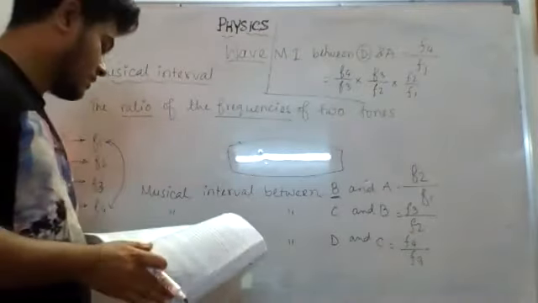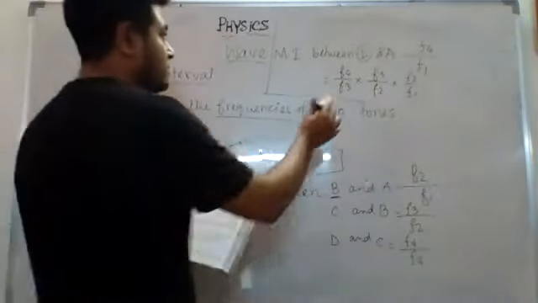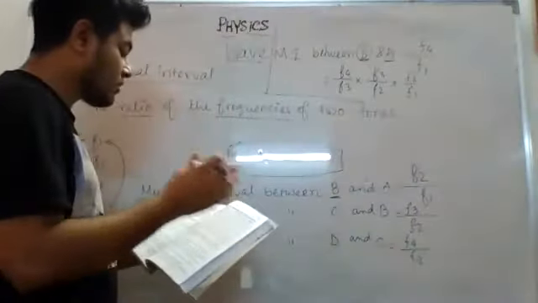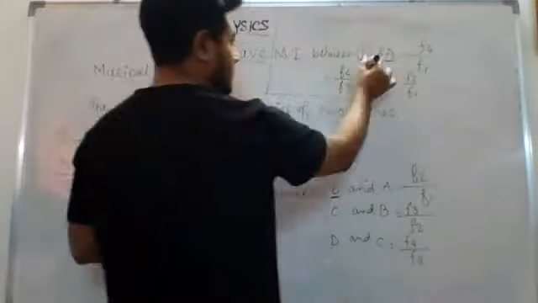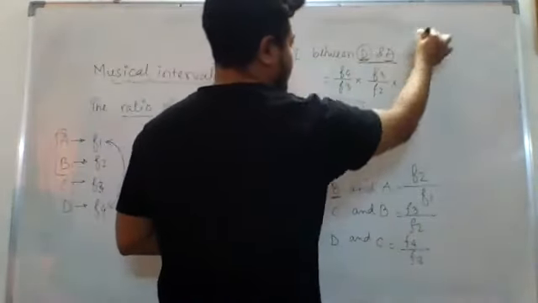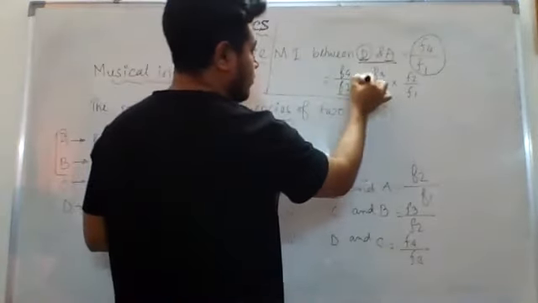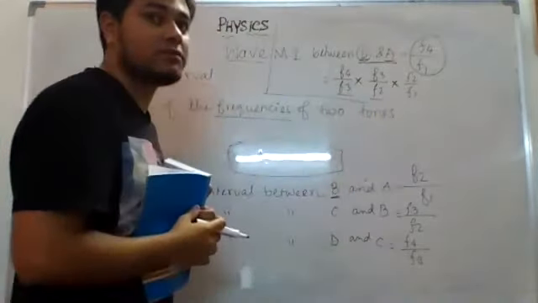See, from here, I can say the musical interval of any two tones is equal to the product of the intermediate musical intervals. See, the musical interval between these two tones is this, right? Now this one is equal to the product. Product means multiplication of the intermediate musical intervals.